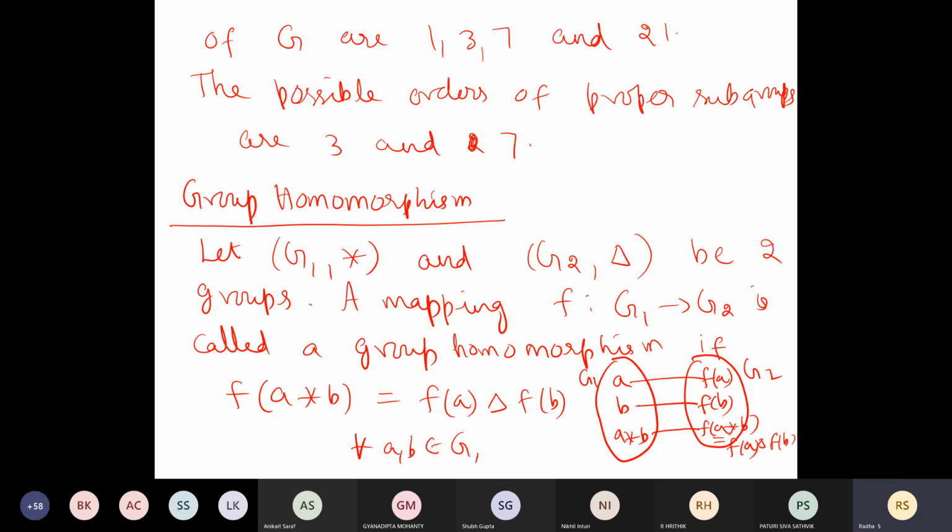Please read this well, try to understand, and then say whether I can. Is the point clear? Shall I proceed? Delta is another binary operation, because I'm going to consider two different groups. One group has a binary operation star, the other group has binary operation delta. We'll see some examples.